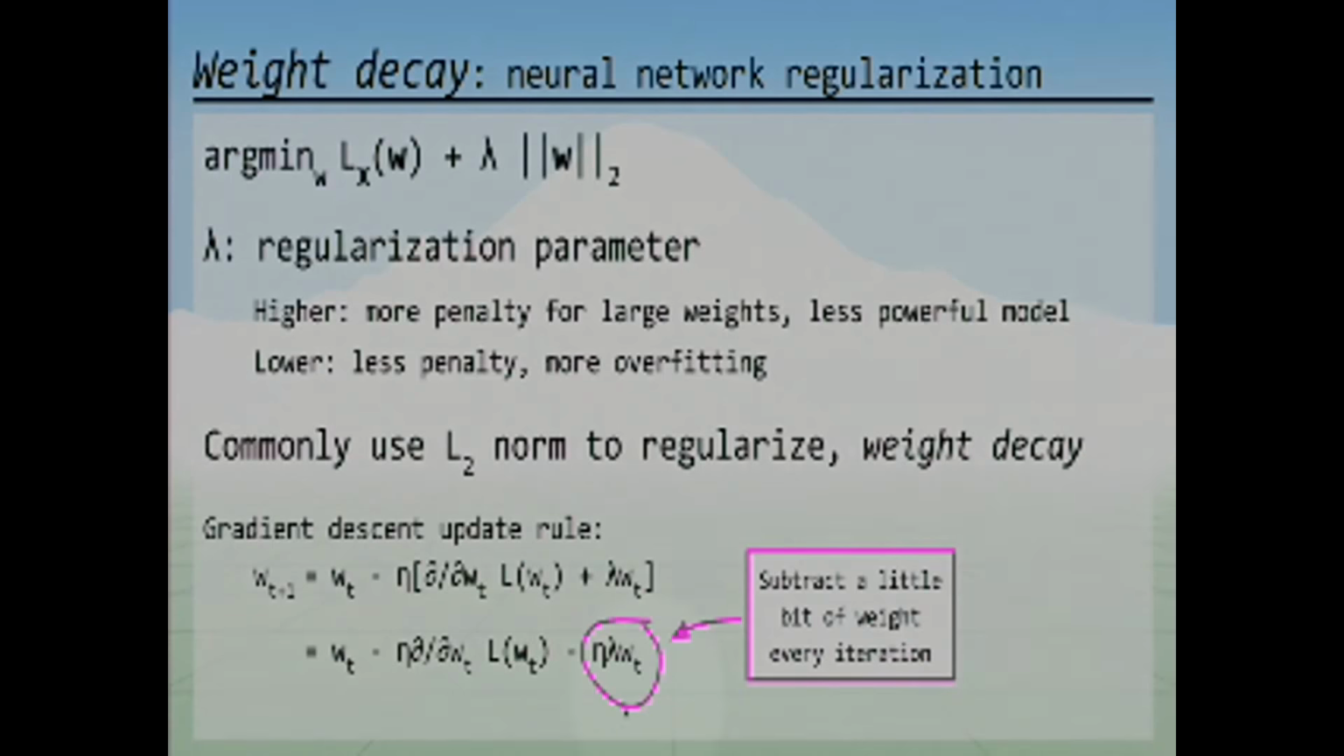So hopefully you can see you don't want lambda to be really large because we'll immediately just set all of the weights to 0, and that would be bad. You would get a model that doesn't really do anything. So this is a method of regularizing neural networks, the most common one, called weight decay.